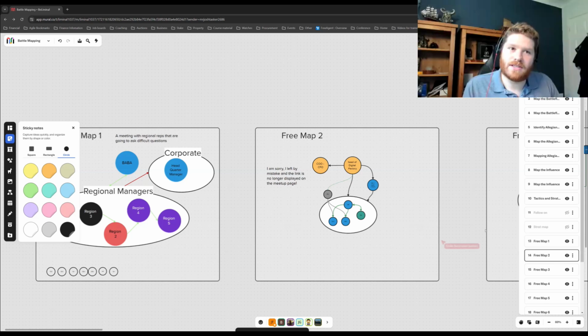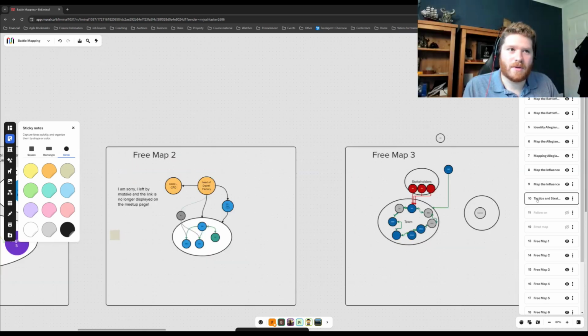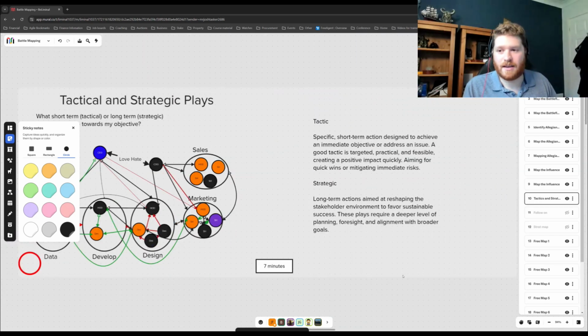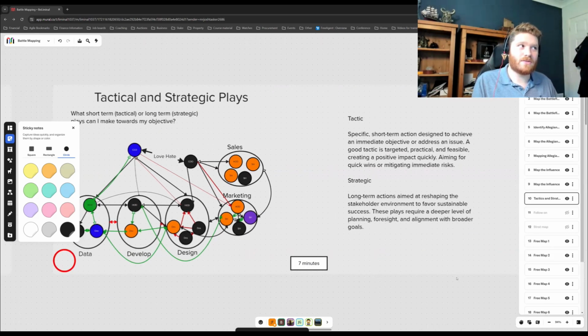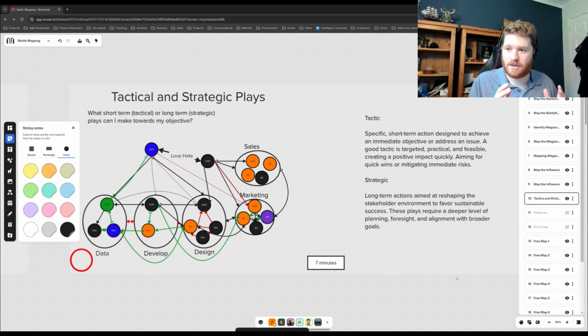I would say that's definitely something that will get us onto the next step over here, and that is tactics and strategic plays. I'll separate these into two things. These are the short-term actions that you can take. These are called tactical: the small, practical things, the very easy mitigating risks, very quick wins that you can get out of it, which will ultimately lead to strategic plays that you may want to make.